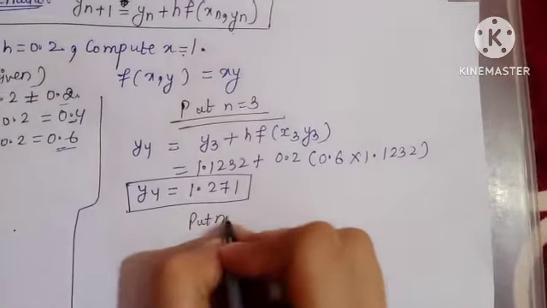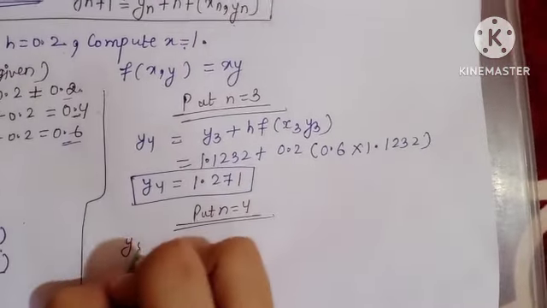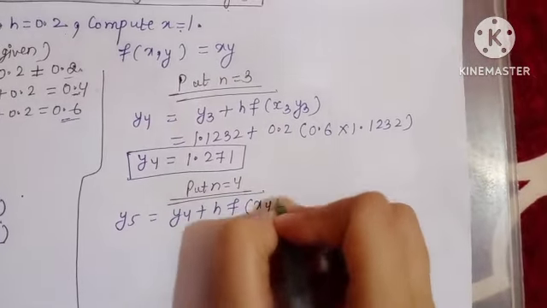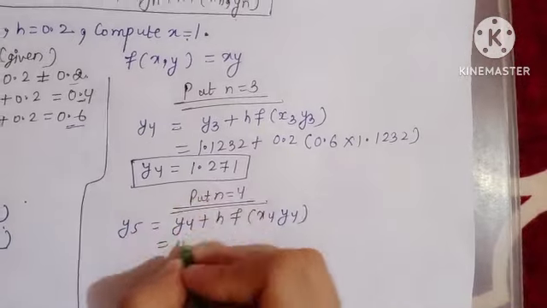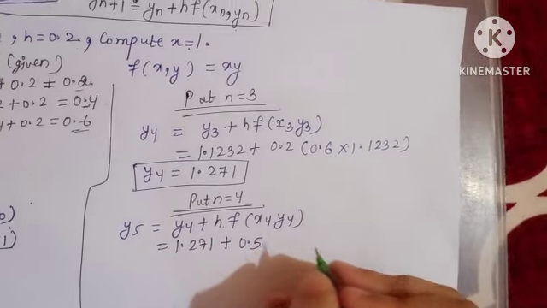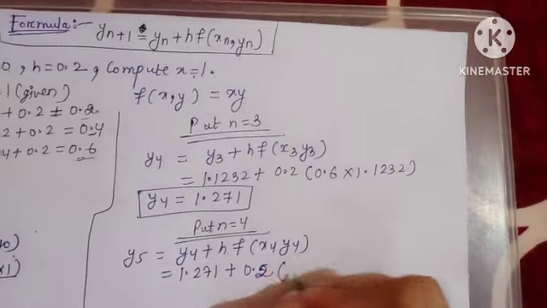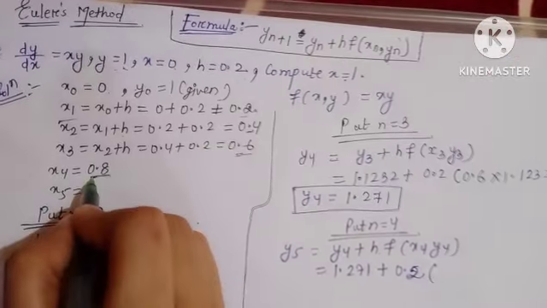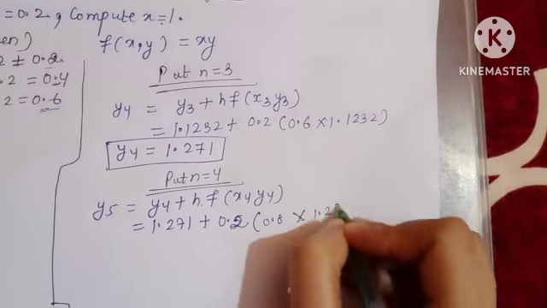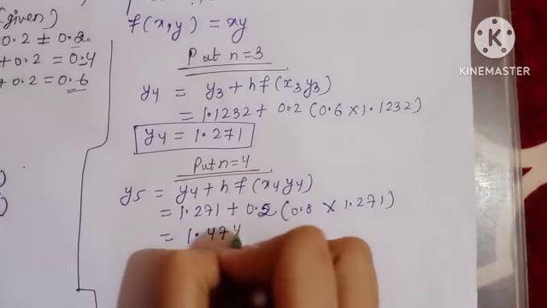Put n equal to 4. So y5 will become y5 equal to y4 plus h f(x4, y4). So the value of y4 is 1.271 plus h, the value of h is given as 0.2, into x4 is 0.8 into y4 is 1.271. So the value is 1.4743.